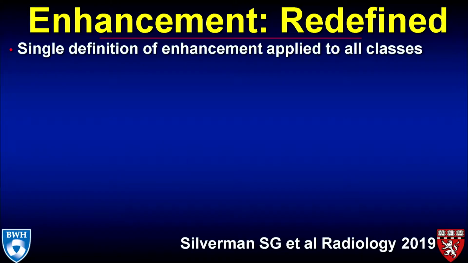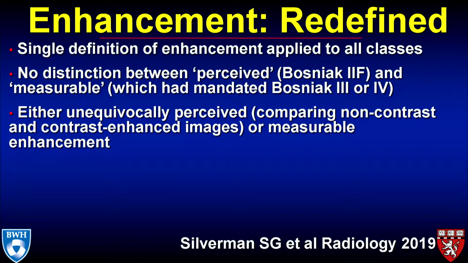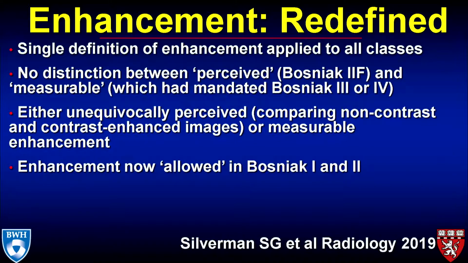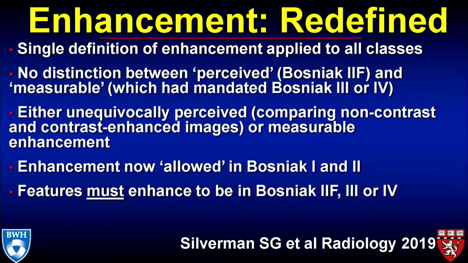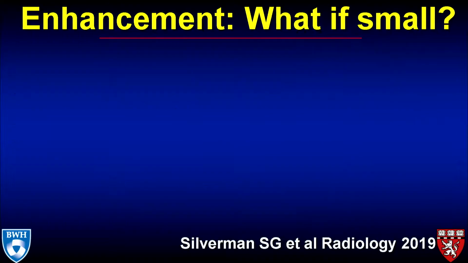Okay? Now, enhancement's been redefined here, okay? We have a single definition. There's no distinction between perceived and measurable, okay? If it's unequivocally perceived, comparing non-con and contrast-enhanced images or on a subtraction MRI, or measurable, enhancement's now allowed in a Bosniak 1 and 2, but any feature must enhance to be in a 2F, 3, or 4. So both the definition and significance have been redefined.